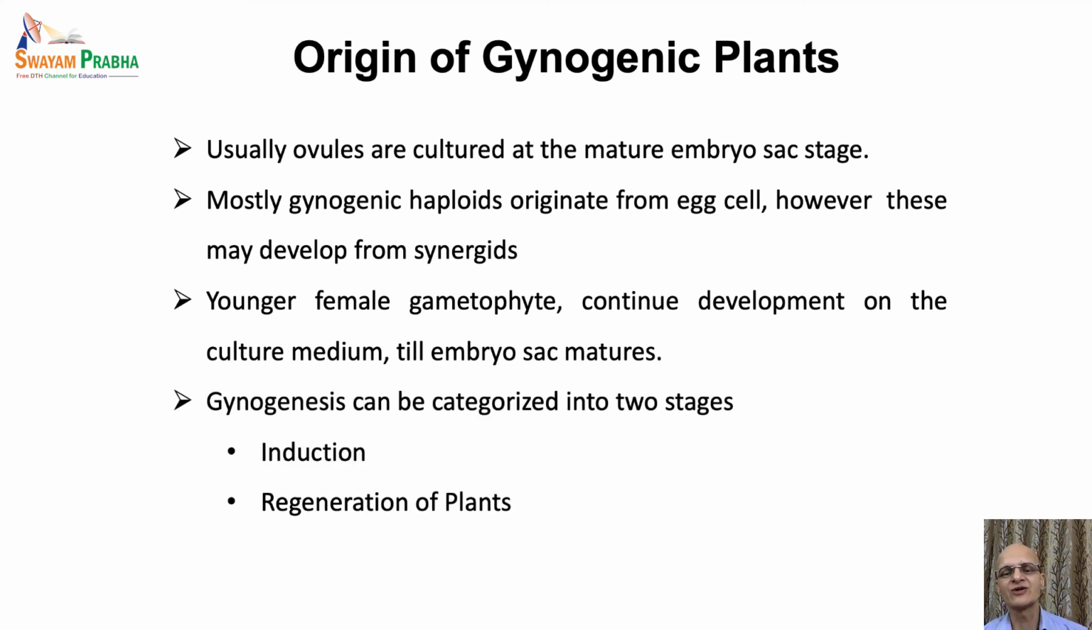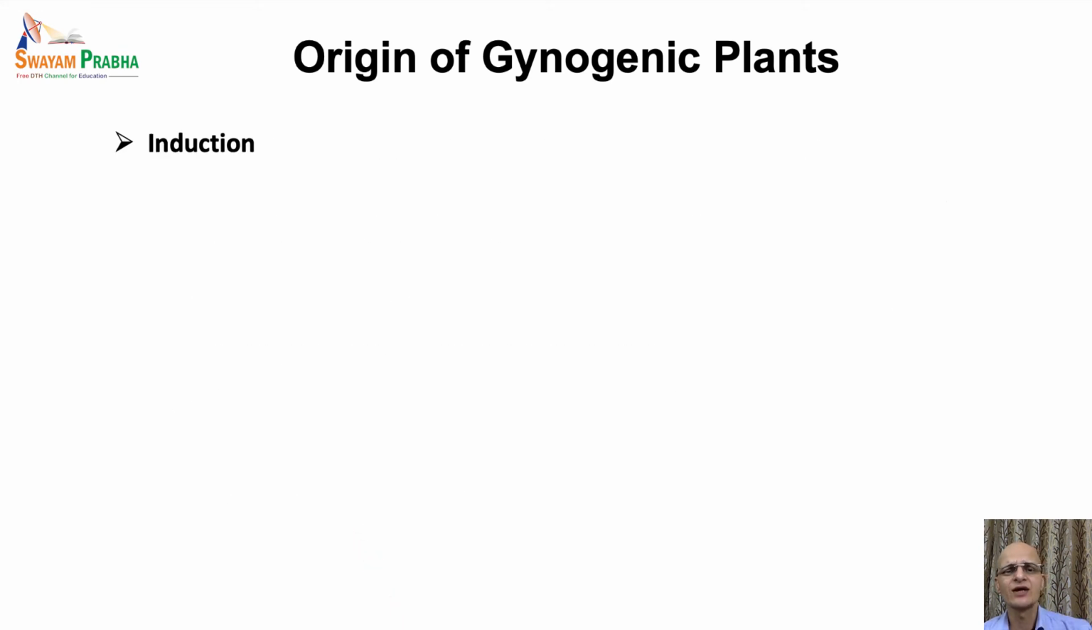The overall gynogenesis process can be grouped into 2 stages, that is the induction and regeneration of the plants. So the first stage is the induction. Induction means acquiring the potential to form the sporophyte. That is the transition from the gametophytic developmental program towards the sporophytic development without the involvement of fertilization.